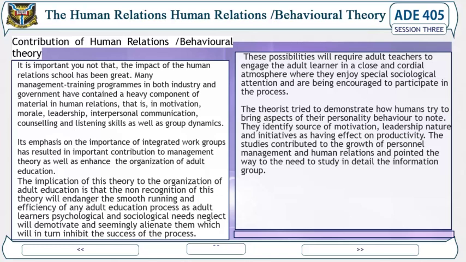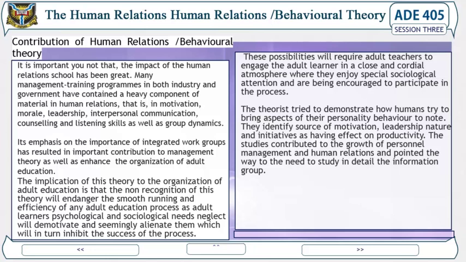The implication of these theories to the organization of adult education is that the non-recognition of this theory would endanger the smooth running and efficiency of any adult education process, as neglect of adult learners' psychological and sociological needs will demotivate and seemingly alienate them, which will in turn inhibit the success of the process. These possibilities would require adult teachers to engage their adult learners in a close and cordial atmosphere where they enjoy special sociological attention and are encouraged to participate in the process.